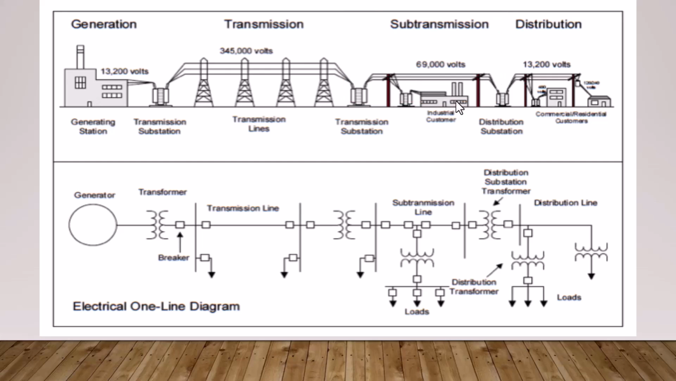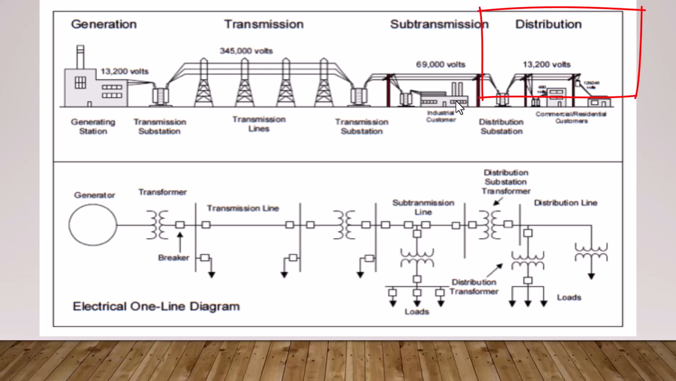This stage delivers electricity from the main grid to industrial zones or urban substations. The voltage here is usually around 69 kV, which is still high but more manageable for local systems. The power is distributed to industrial customers directly or passed on to distribution substations where the voltage is again stepped down to a safer level.